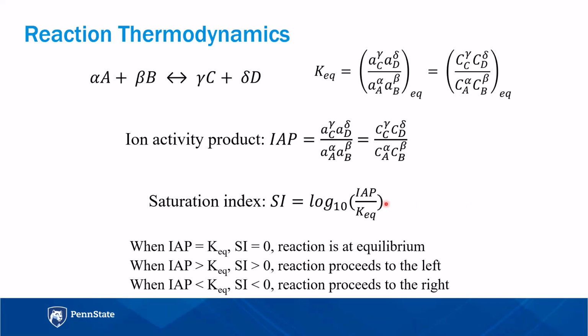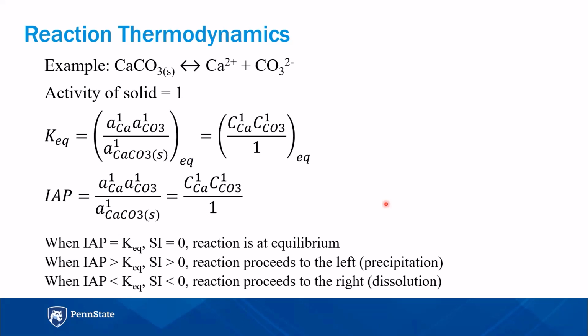When the IAP value is equal to the equilibrium constant, or the SI is equal to 0, the reaction is at equilibrium. When the ion activity product is greater than the equilibrium constant, or the SI is greater than 0, the reaction proceeds to the left. And lastly, when IAP is less than the KEQ, or the SI is less than 0, the reaction proceeds to the right.